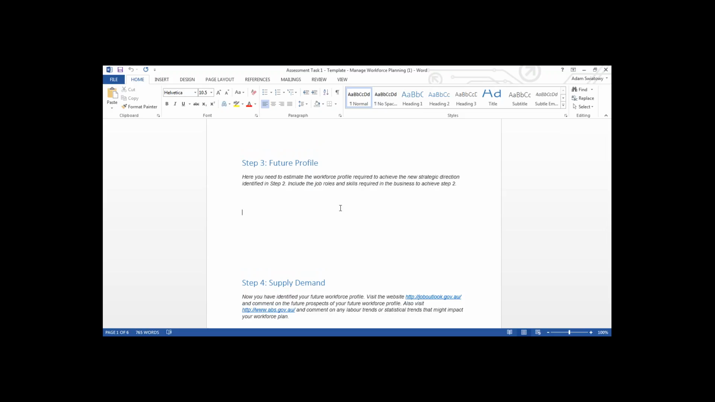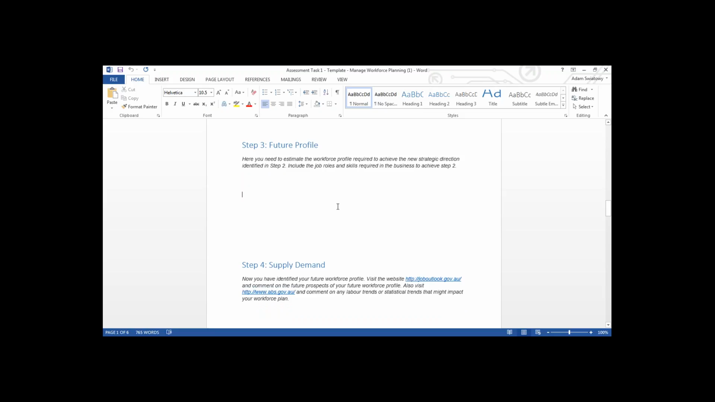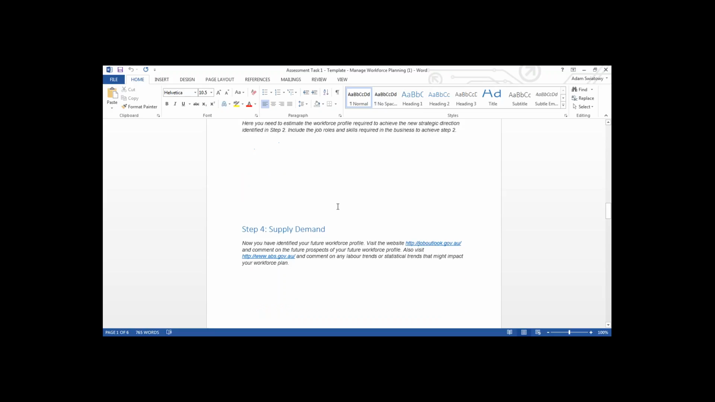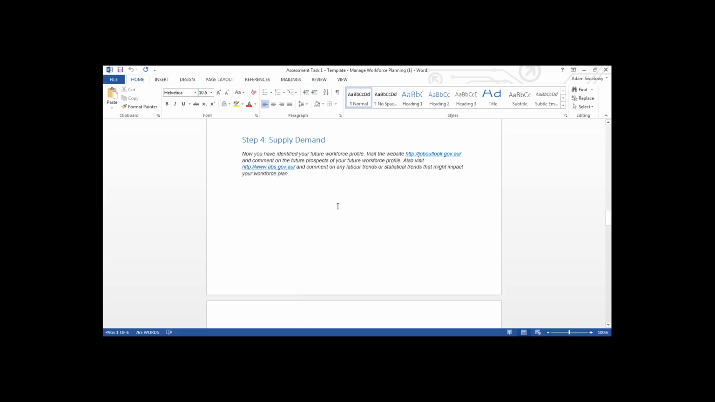So remember, step one is a profile of the current workforce. So this is what the business looks like right now. Step two, this is where we're heading. Step three, this is the way we should look if we're going to achieve that step two. Okay, so that's just the future profile there. So include the job roles and the skills that are going to be required for the business.